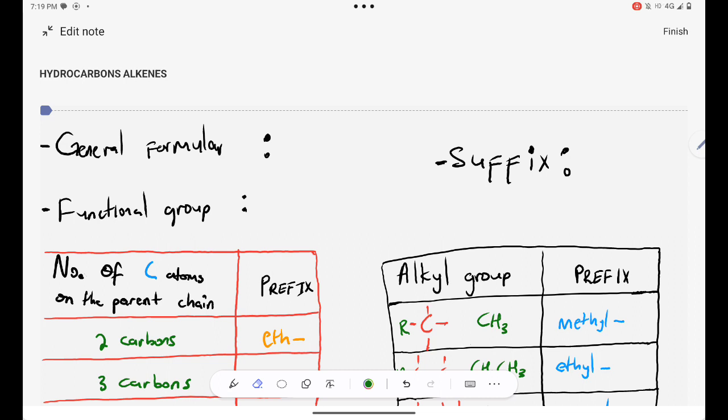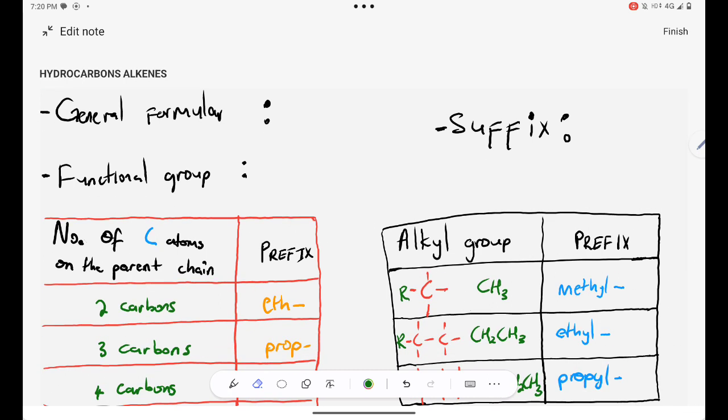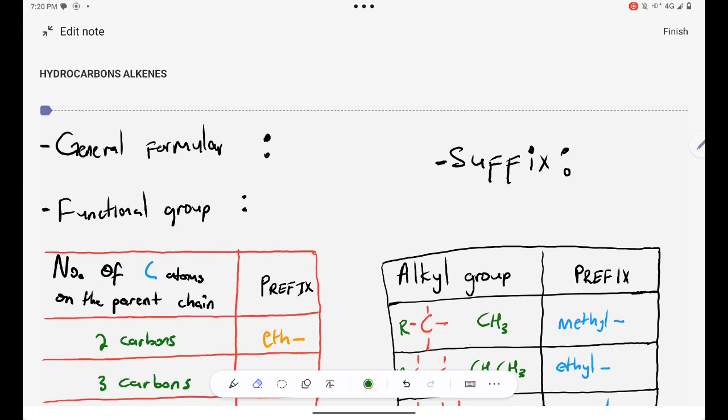On this video guys, I'll be talking about alkenes: how to draw structural formulas for alkenes, how to write down the IUPAC name, and how to move from a condensed structure to a structural formula and then write down the IUPAC name. Please note that guys, the general formula for alkenes is CnH2n, which simply means that the number of hydrogens should be twice the number of carbons.